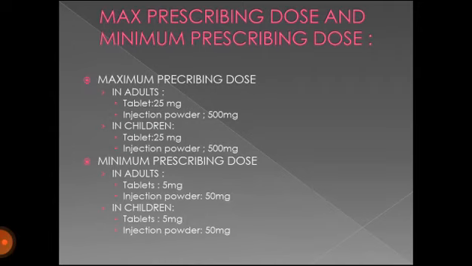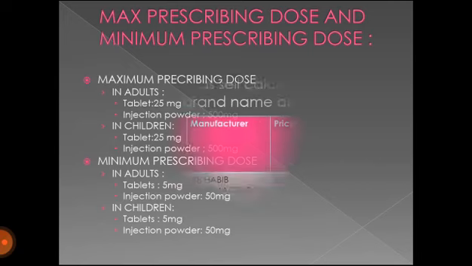The maximum prescribing dose in adults is 25 milligrams in tablet form and 500 milligrams as injectable powder, and in children the tablet is 25 milligrams and the injectable powder is 500 milligrams. The minimum prescribing dose in adults is 5 milligrams for tablets and 50 milligrams for injectable powder, and for children the tablet is 5 milligrams and the injectable powder is 50 milligrams.